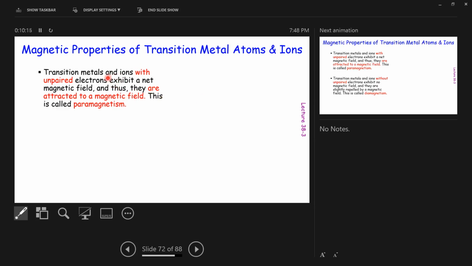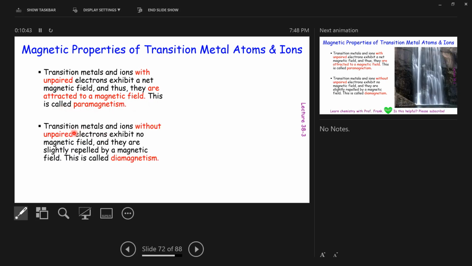If transition metals have unpaired electrons, they are attracted to a magnetic field, and this phenomenon is called paramagnetism. On the other hand, for transition metals and ions with no unpaired electrons, they exhibit no magnetic field. So we call this diamagnetism.